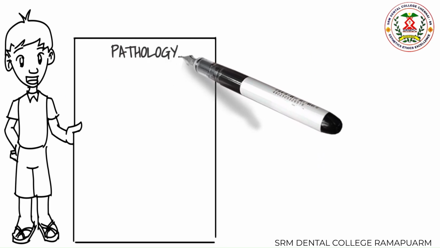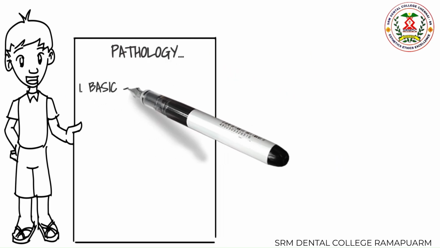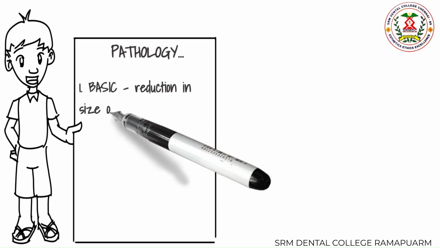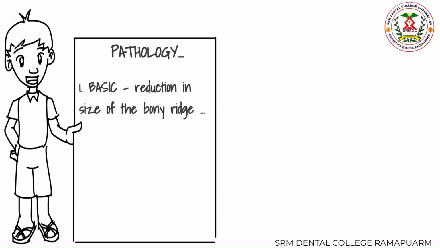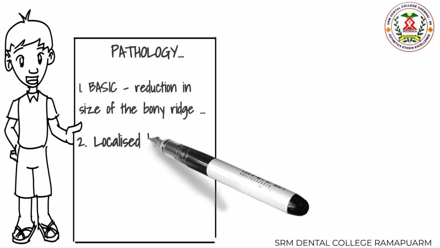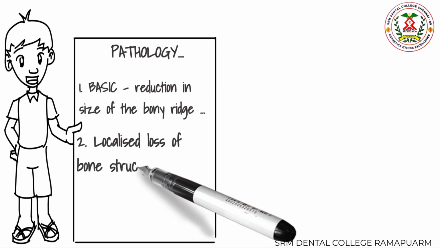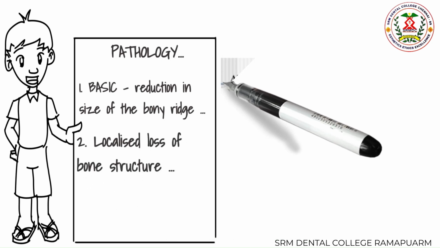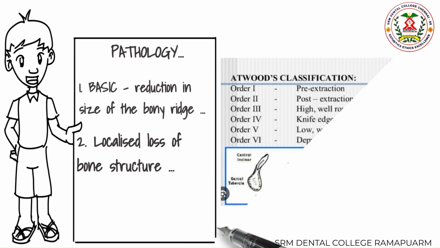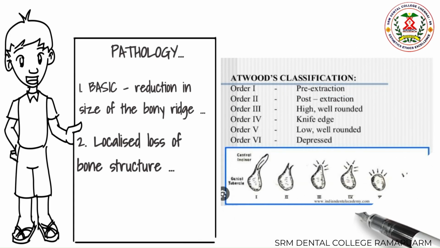Coming to the next important aspect, the pathology of RRR. Here the basic structural change in RRR is reduction in size of the bony ridge under the mucoperiosteum. It's primarily a localized loss of bone structure. In order to provide a simplified method, a system of 6 orders of residual ridge form has been described by Atwood.